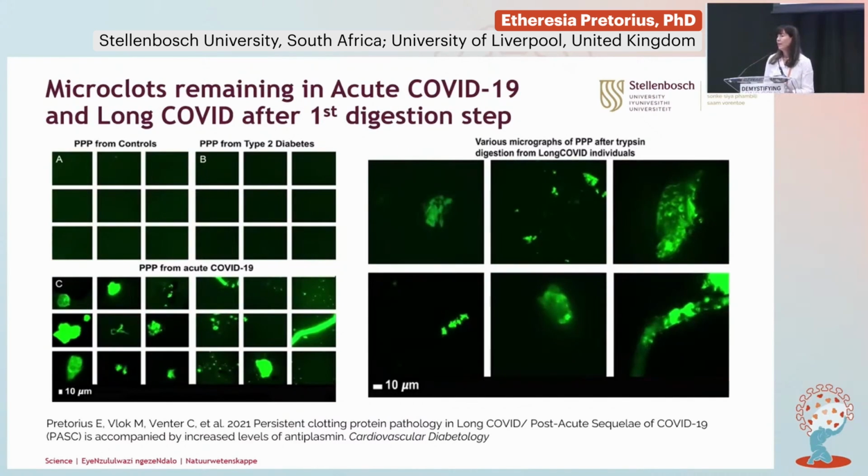And after the first digestion step, we looked at the microclots, and we still saw that in acute COVID and in long COVID, we did not digest the clots. However, we also compared it to healthy and to type 2 diabetes. We indeed could digest the plasma with a single trypsin digestion step in the controls and in the diabetes, but not in the acute and the long COVID. With the second step, we could digest everything.